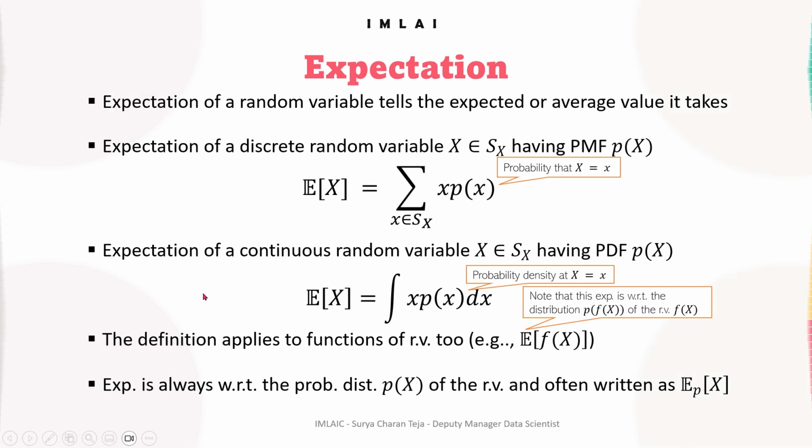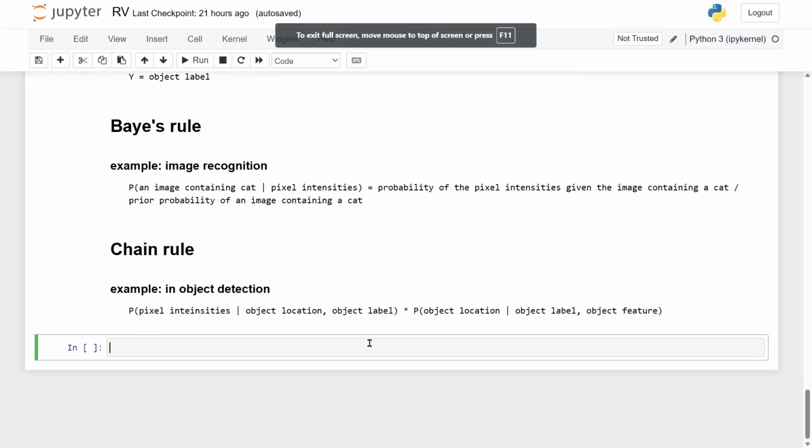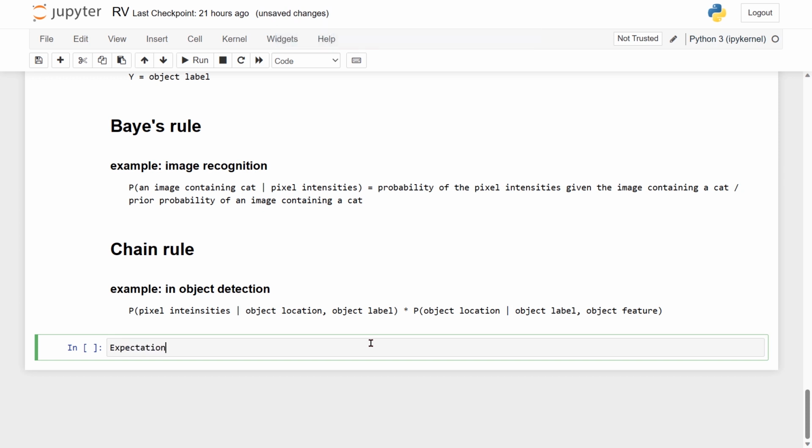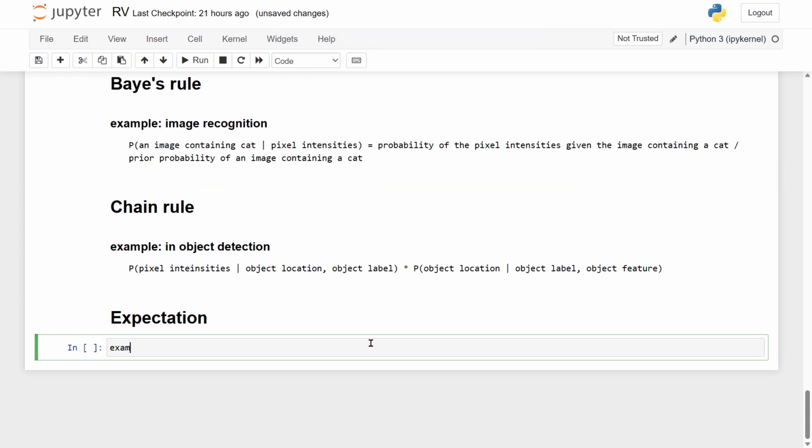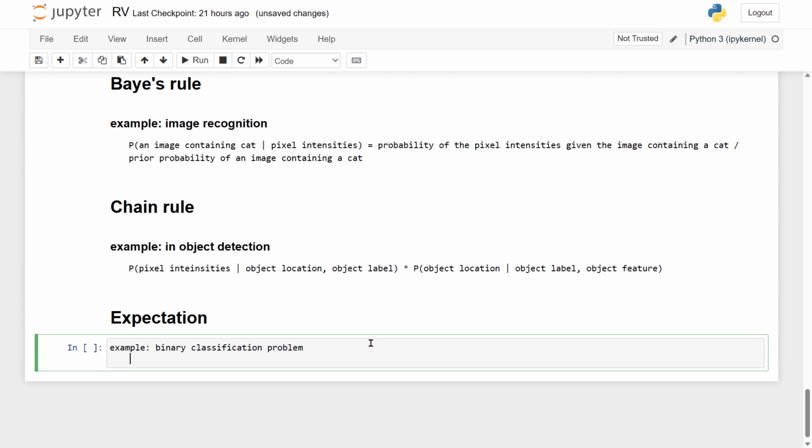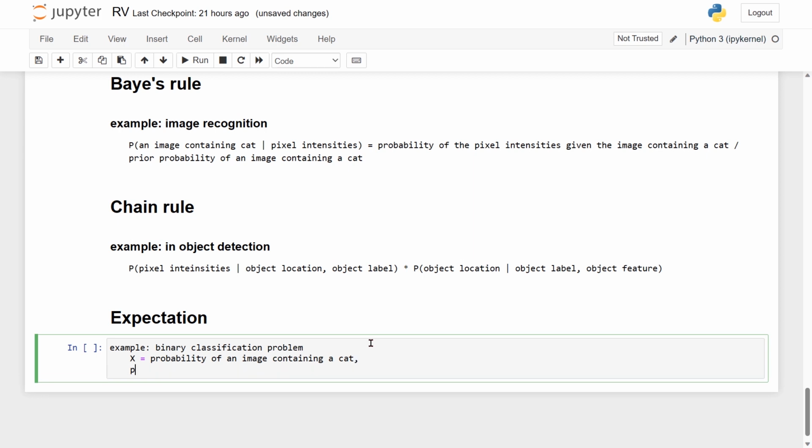Now let's look into one example of expectation. Suppose we have a binary classification problem where X is a random variable representing the probability of an image containing a cat, and P of x is the probability mass function of the random variable capital X.